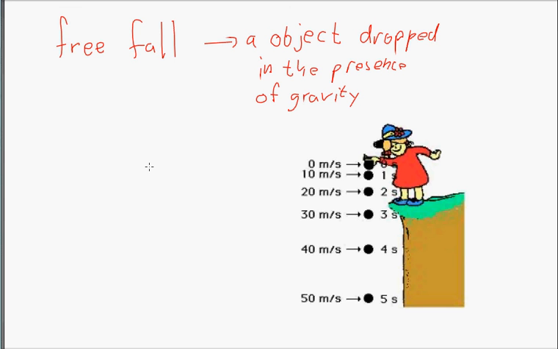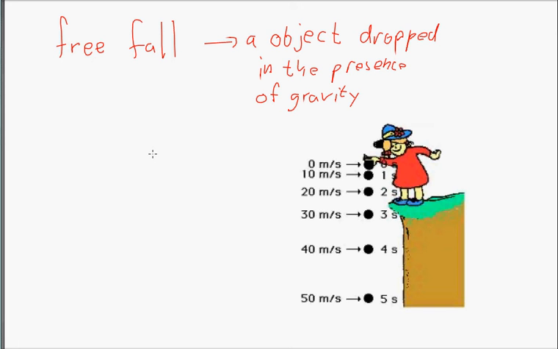Hello, guys, today we're going to talk about free fall. Free fall is when any object is dropped in the presence of gravity. For the most part, we're going to focus on Earth's gravity, but this could be any gravity. We could be talking about Mars's gravity or anything. We're going to have different values though, because those planets have different gravitational fields.